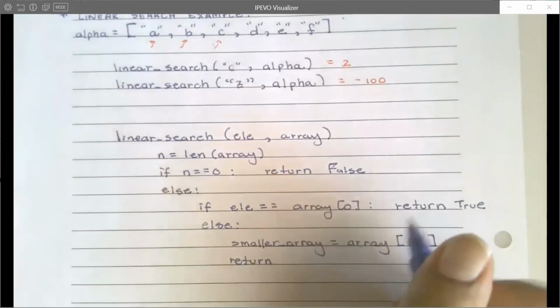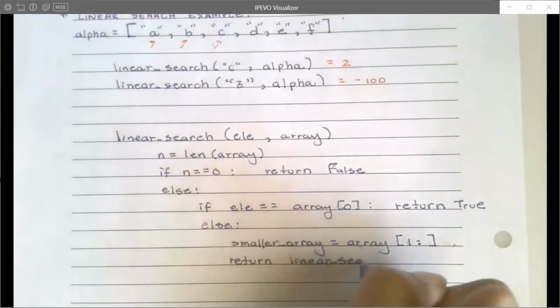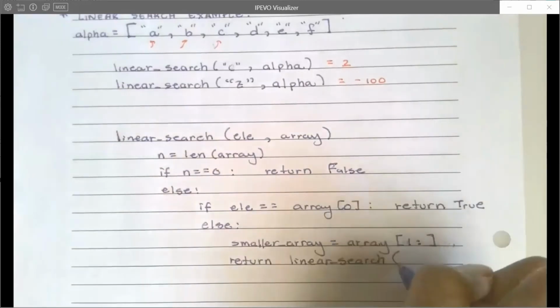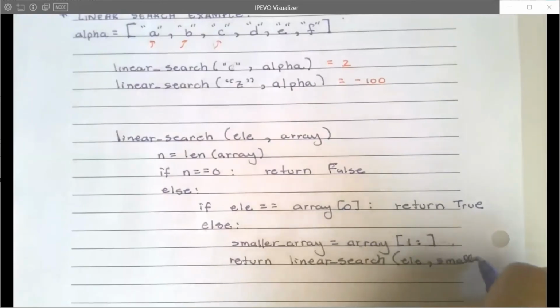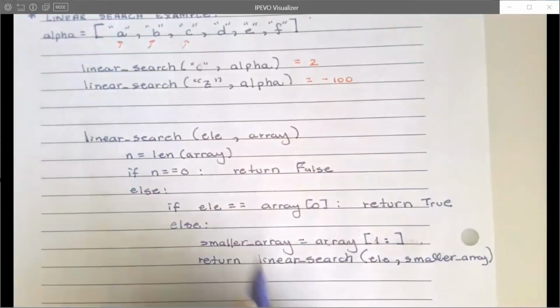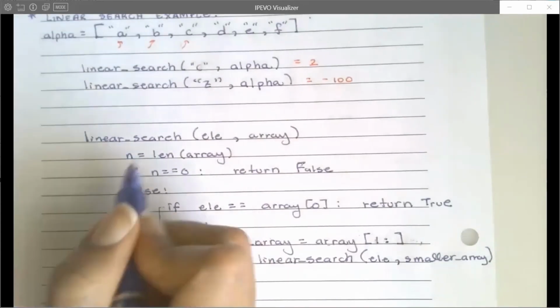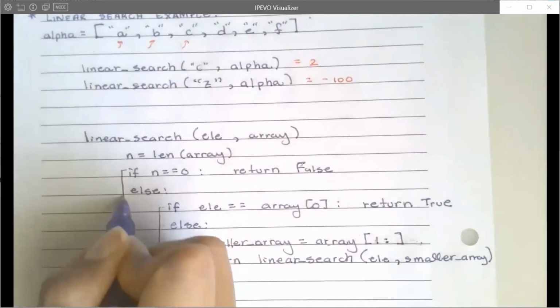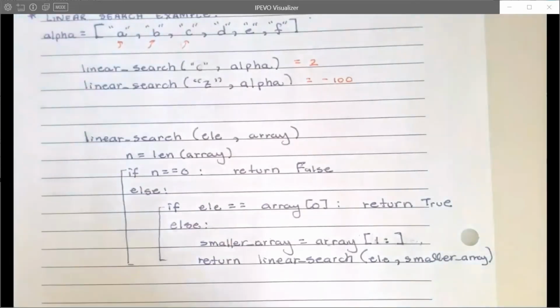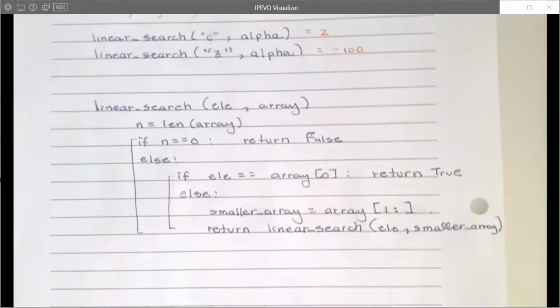Then we return linear search the element, but now in the smaller array. So these go together and these go together. And that's our linear search.